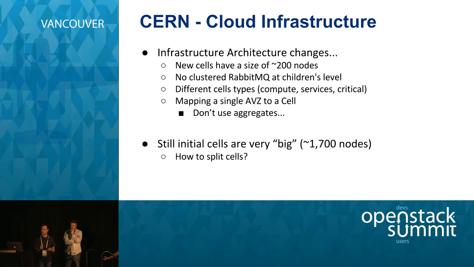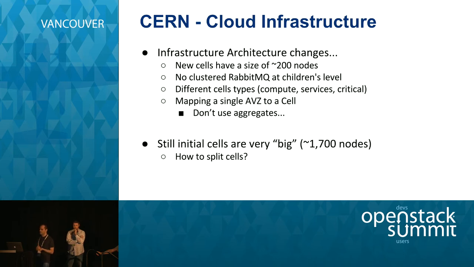We also changed the way, in these 6 months, how we deploy cells. Now our new cells have around 200 nodes. And this means that since they are smaller, we're going to have a lot of them. However, if one fails, the impact on the infrastructure is not so big. Also, with smaller cells, we can have a smaller control plane, which is much easier to bring back in case of failure. For this reason, we are now not clustering Rabbit at the child cell level. In fact, most of our problems in the past were related to network partitions in our Rabbit clusters.